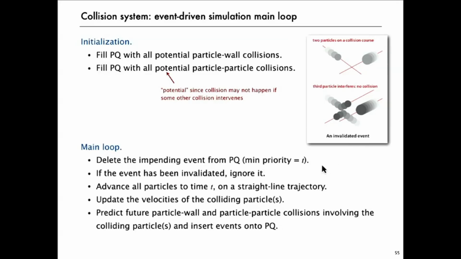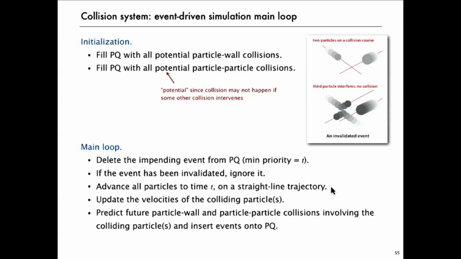So here's what the main loop is. We're going to take the next event from the priority queue. That's the next collision that's going to happen. From all our calculations, there's one collision that's going to happen next. Then we test whether that event has been invalidated. And we do that by using that count field in the particle. So then that tells us what time it's going to be next.